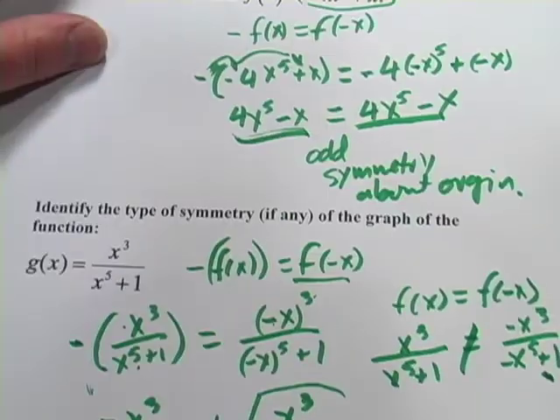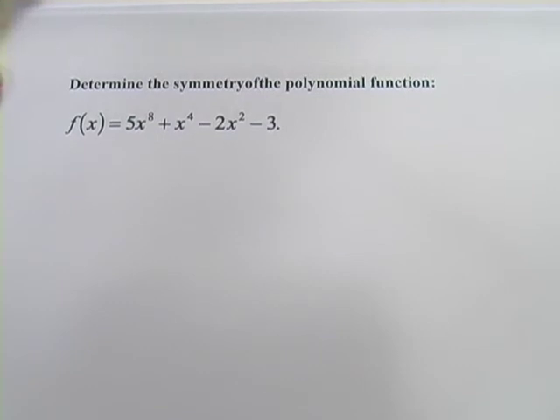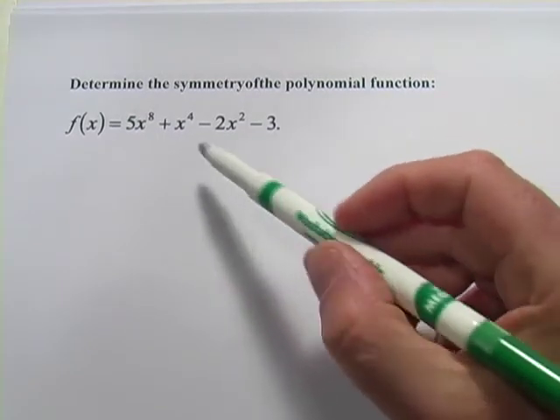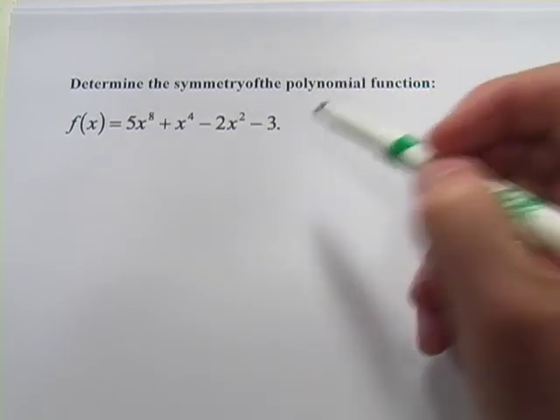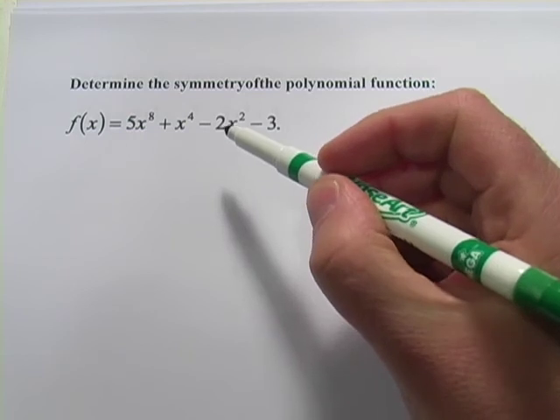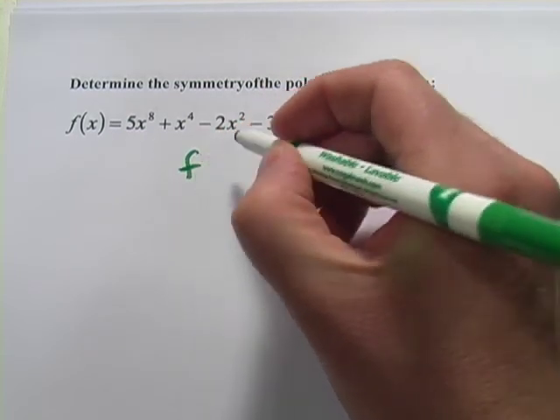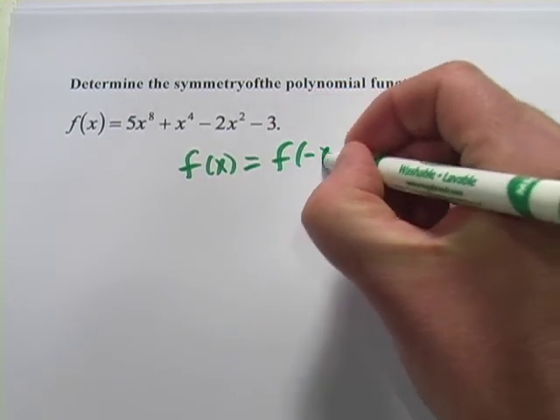All right, let's look at one more. Here we have a regular old polynomial. Determine the symmetry of this polynomial function. And I'm seeing x to the eighth, x to the fourth, x to the second. So they're all even powers. So I'm thinking this might be an even function. So let's do that test. And remember, the test for an even function is that f of x equals f of negative x.